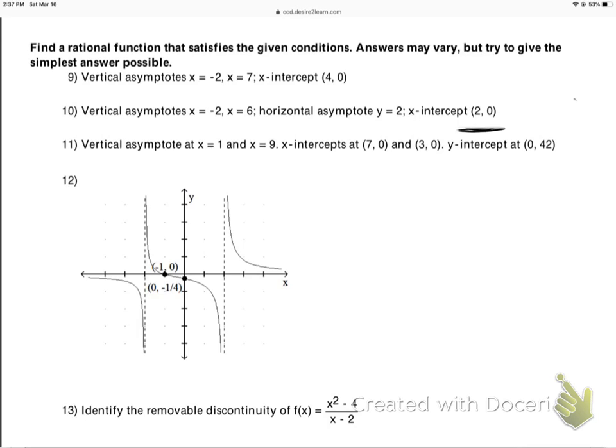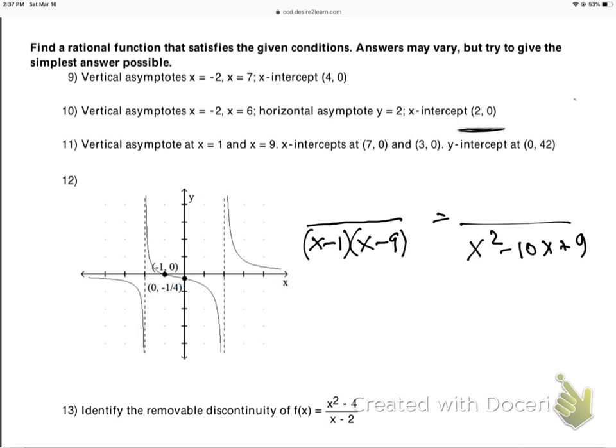Okay, again, vertical asymptotes at 1 and 9. So -1 will give me the +1. -9 here will give me the +9. And I think I'll FOIL that. So x squared minus 10x plus 9. Okay, so how about the x-intercepts? 7 and 3. So x minus 7, x minus 3. That'll give me the x-intercepts, the numerator. If I was to FOIL that, I'll get x squared minus 10x plus 21.